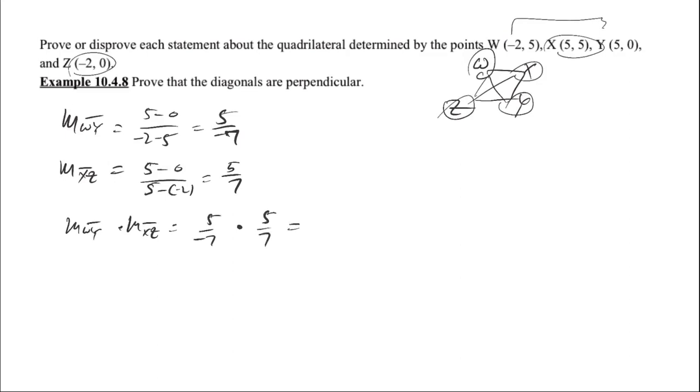in order for them to be perpendicular, they have to be negative 1, but it's not equal to negative 1, right? So therefore, the diagonals are not perpendicular.